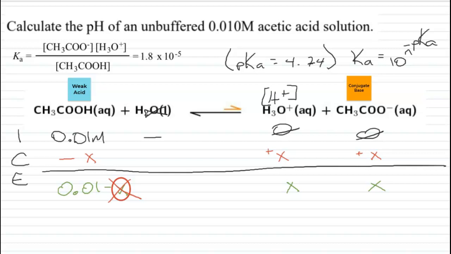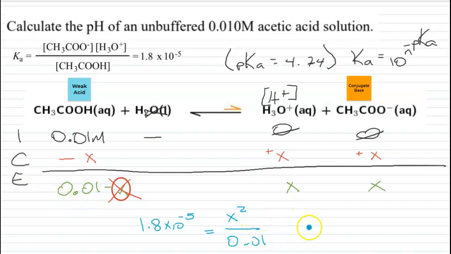To solve then for the value of x, we put all of our equilibrium values into the equilibrium expression here. So when I solve for my x value, I've got my Ka value of 1.8 times 10 to the negative fifth is equal to x squared on top, because I've got x amount of hydrogen here, and I've got x amount of the ethanoate ion here. X times x is x squared. And then I have that over the original concentration of my ethanoic acid, which is the 0.01 value.